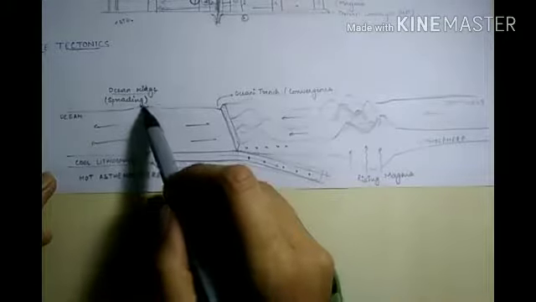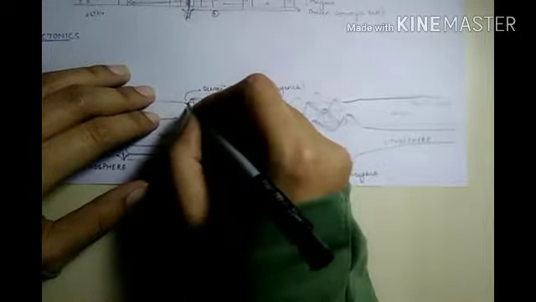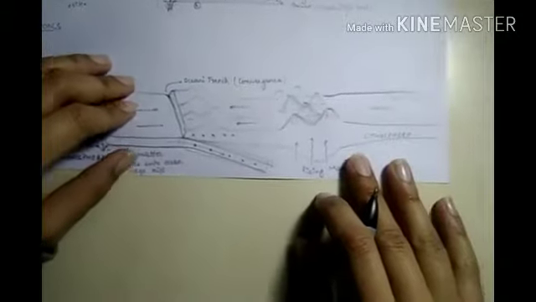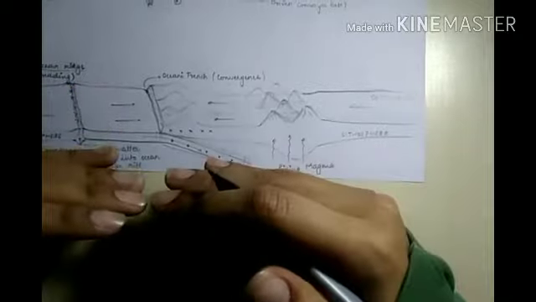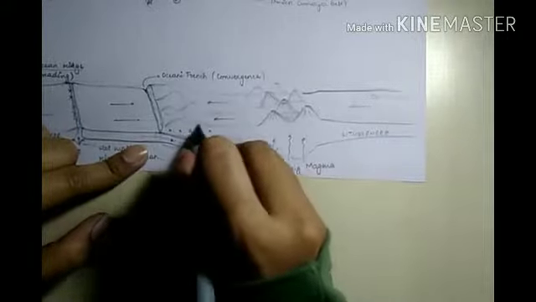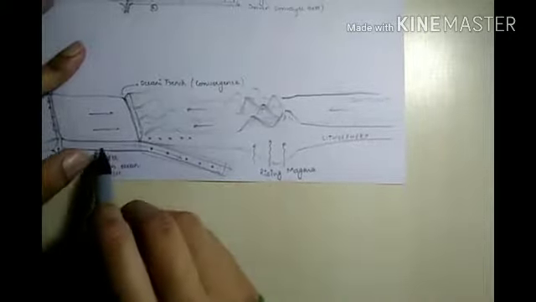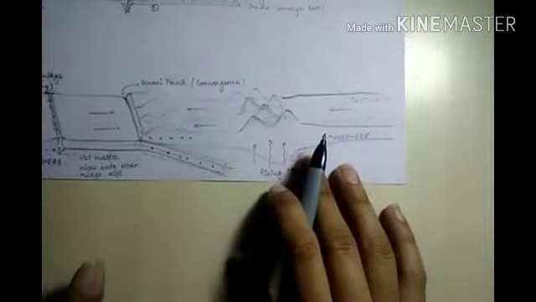Because of this, we have mountain formation in the oceanic seafloor. Now, because this is converging, here trenches are formed, oceanic trenches are formed. And because of their subduction, because of collision of these two plates, we have folded mountains here.